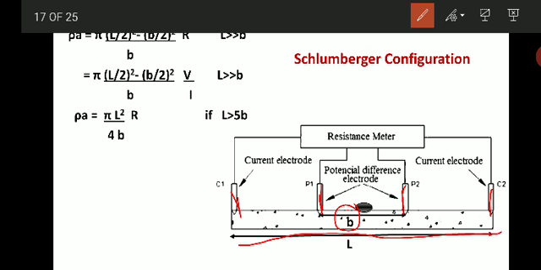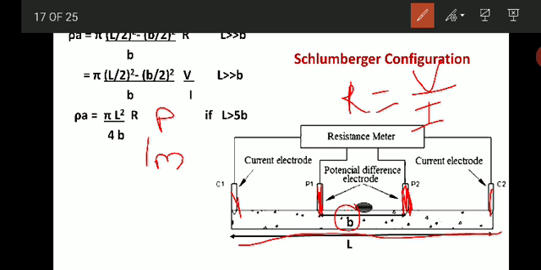Then the apparent resistance is measured, that is R equal to V by I, like Wenner. But the difference between Wenner and Schlumberger is that in Schlumberger these two electrodes are kept constant for a set of readings. Suppose these are initially at 1 meter, so 1 meter is the distance of the potential electrodes. Then the distance of the current electrodes, suppose it is 2, then 4, then 8, then 10. After 10, only the current electrodes we are moving.